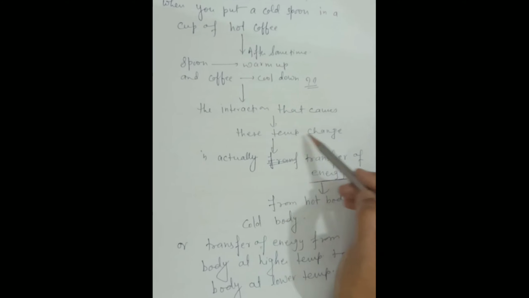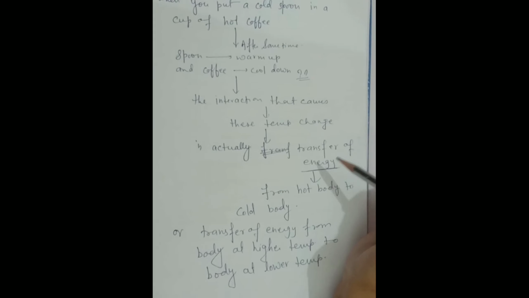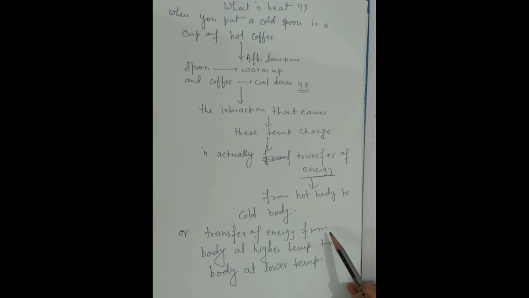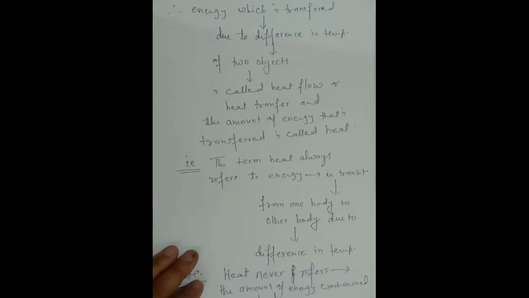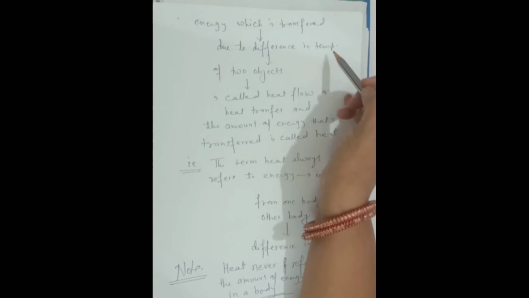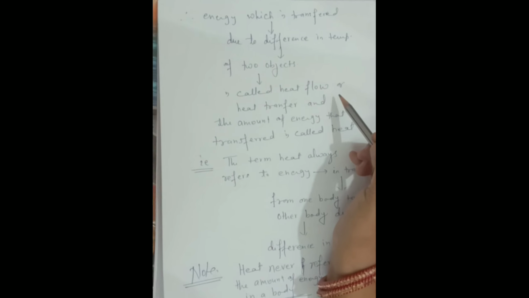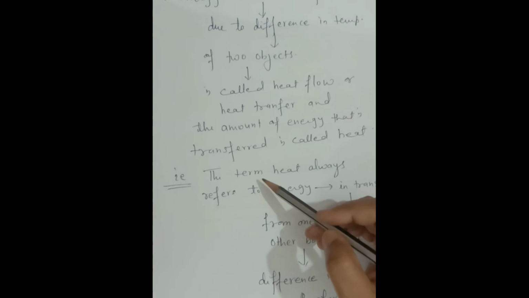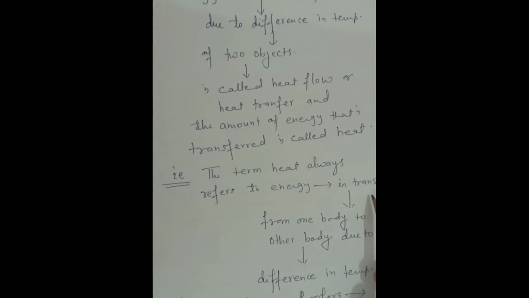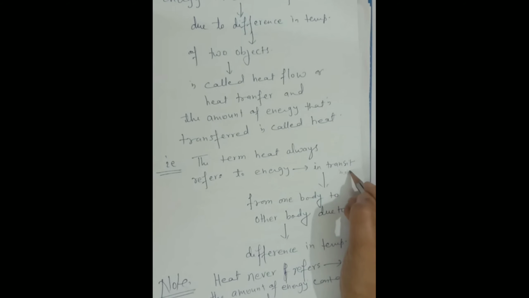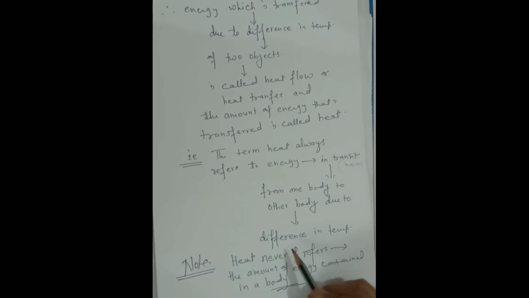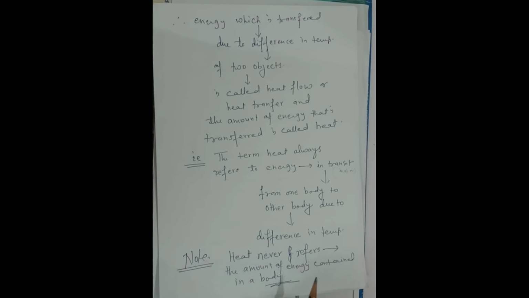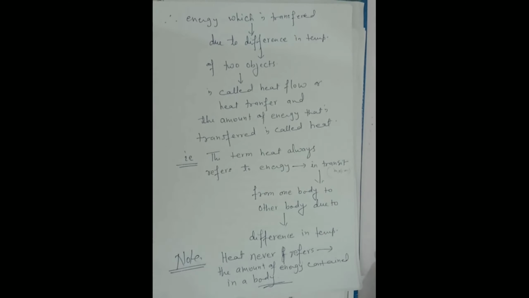The interaction that causes this temperature change is actually transfer of energy from the hot body, that is coffee, to the cold body, that is spoon, or transfer of energy from a body at higher temperature to a body at lower temperature. Energy which is transferred due to difference in temperature of two objects is called heat flow or heat transfer, and the amount of energy that is transferred is called heat. That is, the term heat always refers to energy in transit, or energy in motion, from one body to another body due to difference in temperature. Heat never refers to the amount of energy contained in a body. No, heat refers to the amount of energy flowing from a body of high temperature to a body at low temperature.